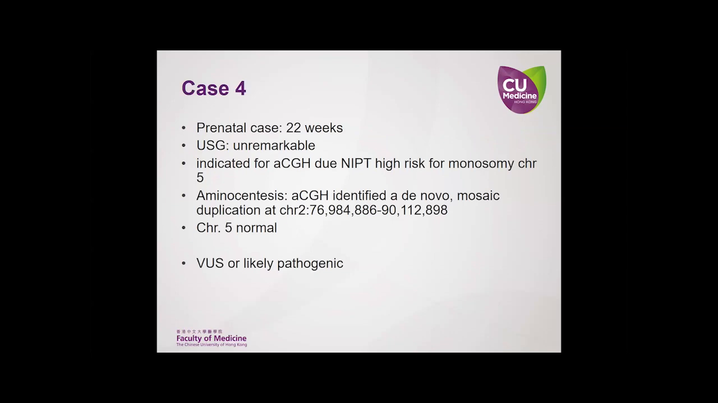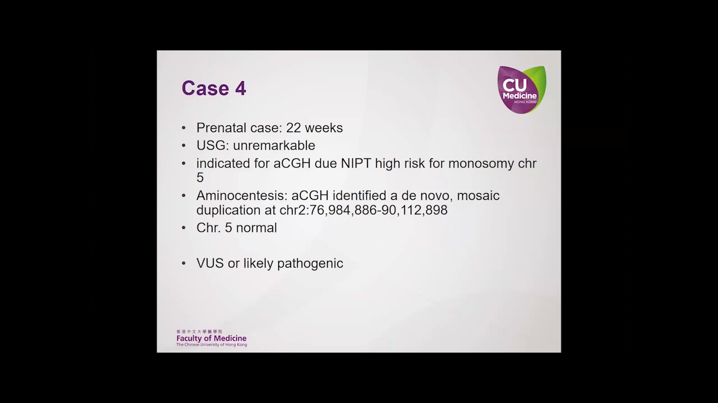The 4th case is a prenatal case at 22 weeks. The ultrasound was unremarkable. The indication for invasive testing at that time was an NIPT showing high risk of monosomy of chromosome 5.